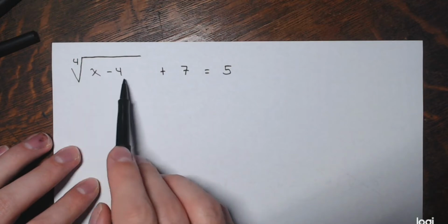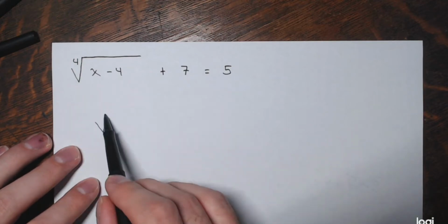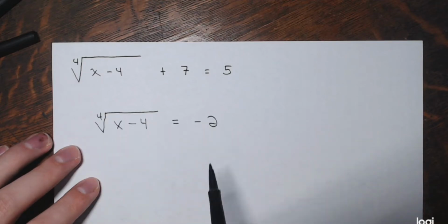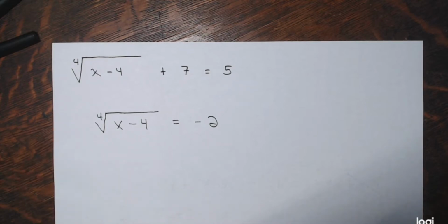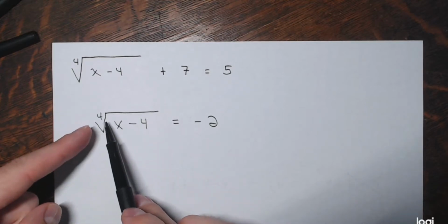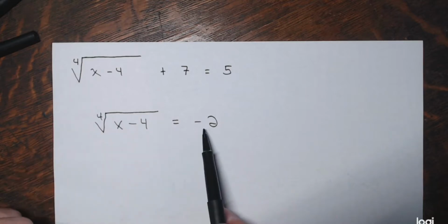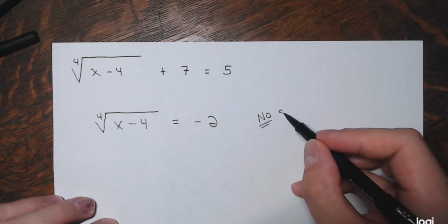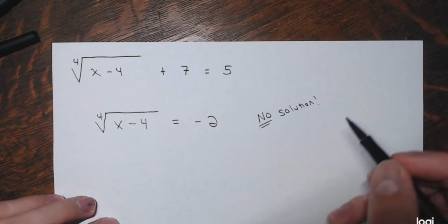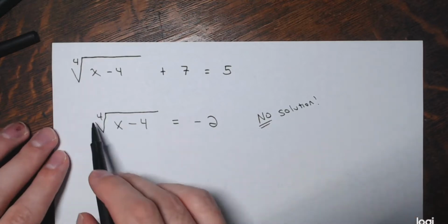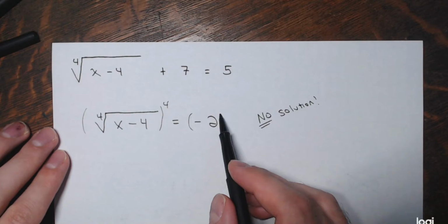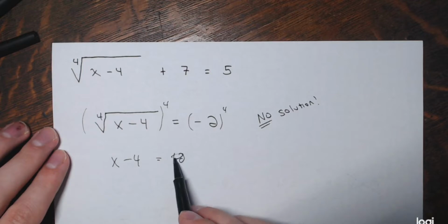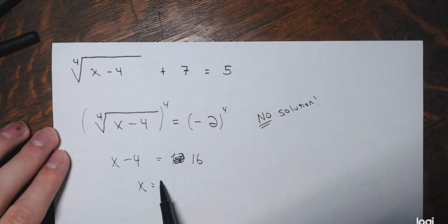Remember, I want to get that fourth root alone, so I'm going to take away 7 from both sides first. We have the fourth root of x minus 4 equals negative 2, and I kind of said this for an earlier problem. This is an even root symbol, meaning they want the positive one, not a negative number. So this can't happen. This is going to have no solution. I'll tell you that right now. But if you don't believe it, let's go through it. Raise both sides to the fourth power to undo the fourth root. We'd have x minus 4 equals 16. And adding 4 to both sides, you get x equals 20.